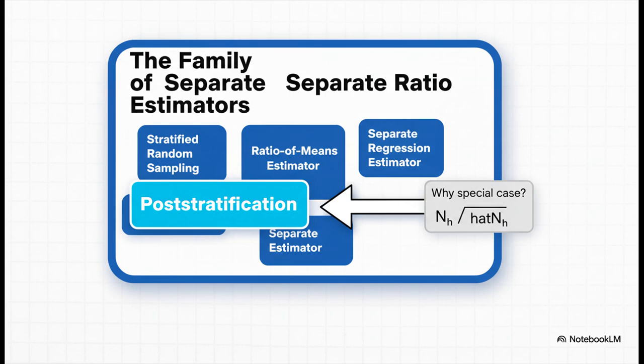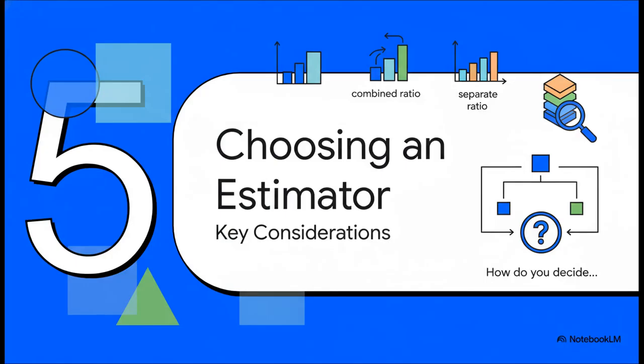Think about it. In our county example, we didn't calculate one correction factor for the whole country. We calculated a separate one for the Northeast, a separate one for the North Central, and so on. Understanding this link helps us know when post-stratification is the right tool for the job. So this gives us options, which is great, but it also means we have to make a choice. How do you decide which estimator to use?